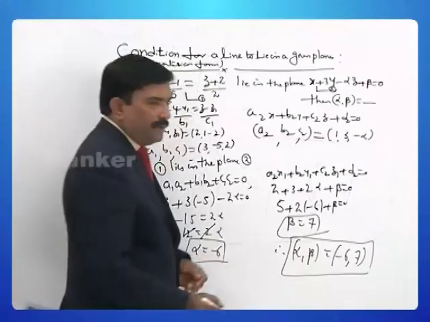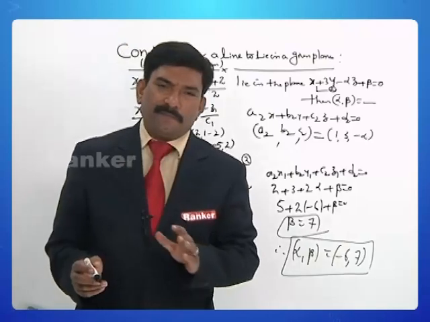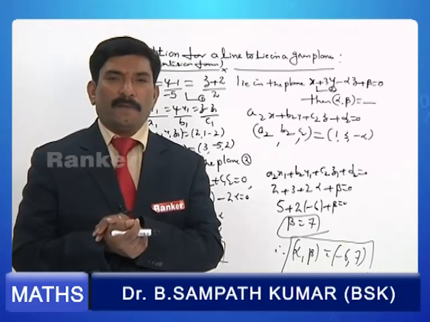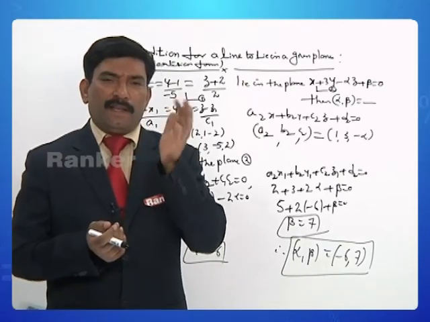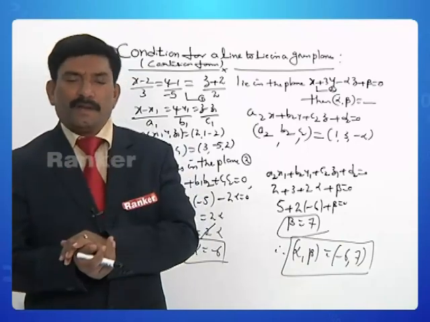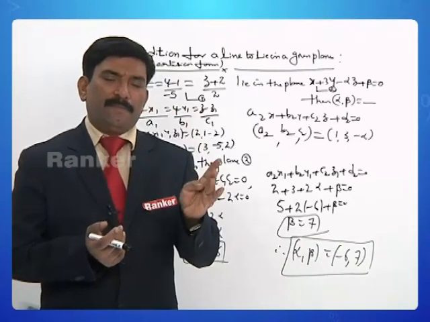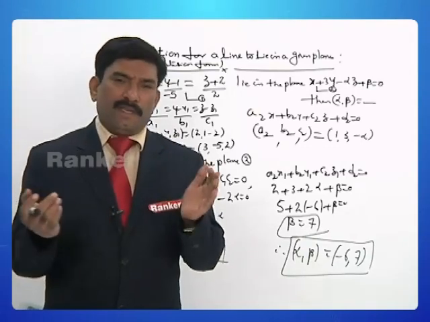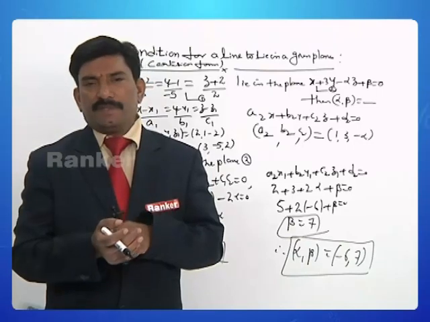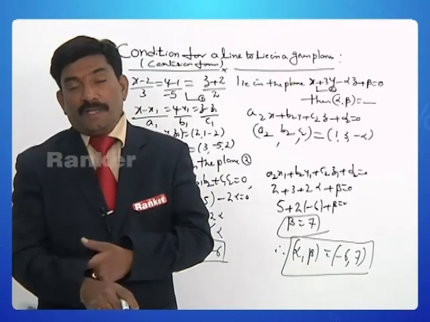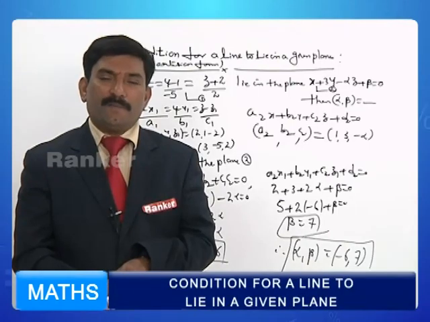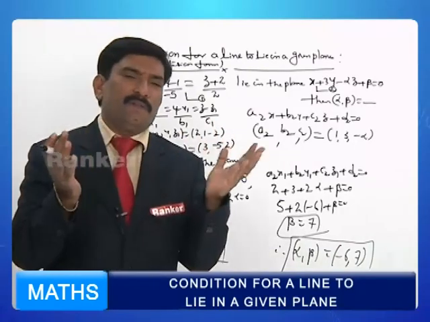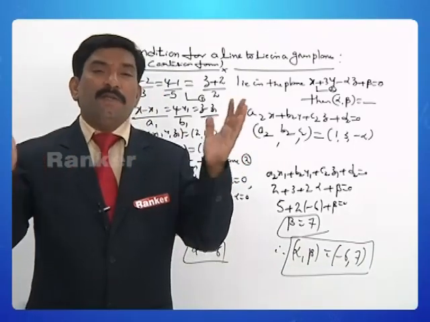This is how you can establish the unknowns alpha and beta when one line lies in the plane, or when one line meets the plane in a unique point. When one line meets the plane in a unique point, a1 a2 plus b1 b2 plus c1 c2 is not equal to 0. Next, when one line is parallel to a plane, then a1 a2 plus b1 b2 plus c1 c2 is equal to 0. You apply all these conditions as the situation demands.